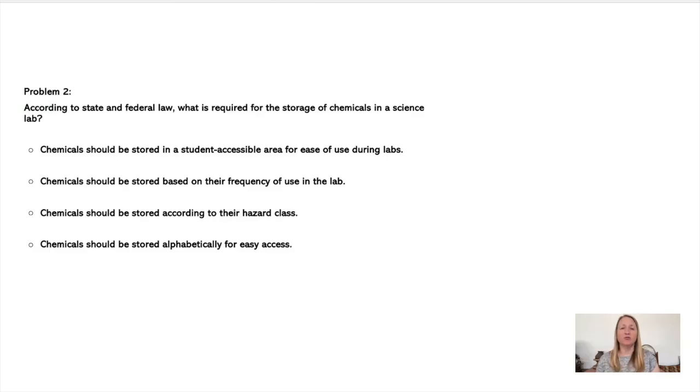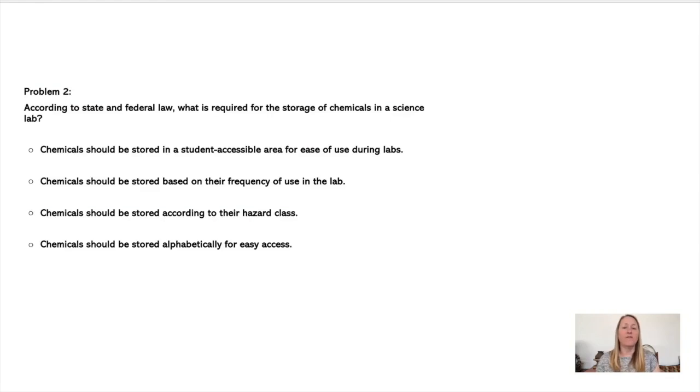According to state and federal law, what is required for the storage of chemicals in a science lab? Chemicals should be stored in a student-accessible area for ease of use during labs. Chemicals should be stored based on their frequency of use in the lab. Chemicals should be stored according to their hazard class, or chemicals should be stored alphabetically for easy access.